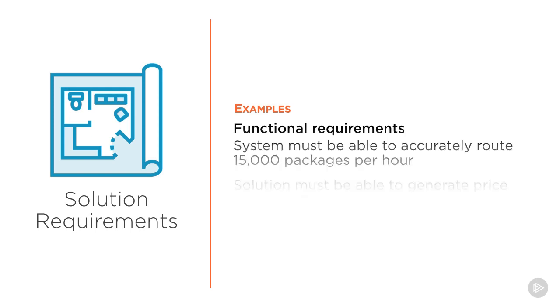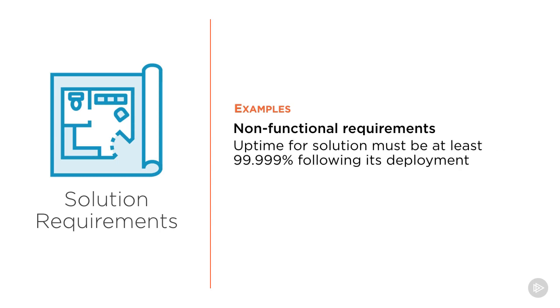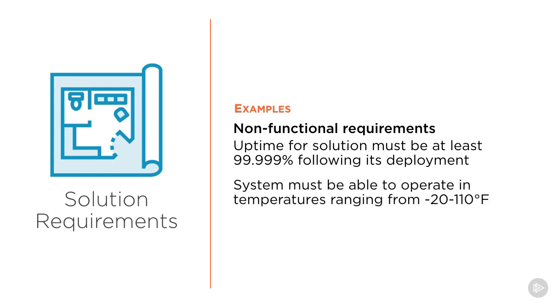Examples of non-functional requirements would include the uptime for a solution needing to be at least 99.999% following its deployment because it's critical to a variety of different business applications. Another type of requirement might be the ability for the system to operate in temperatures ranging from -20 to 110 degrees Fahrenheit. This could be important depending on if it's perhaps a scientific tool or something that needs to be hardened for outdoor use in a wide variety of different environments.